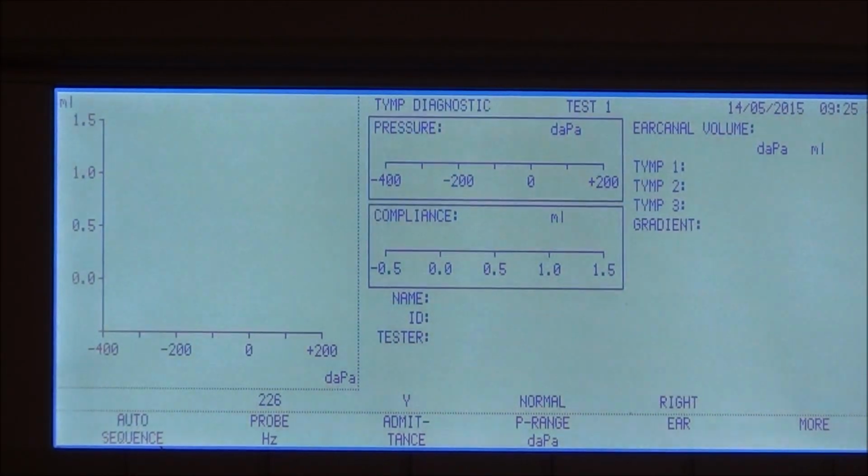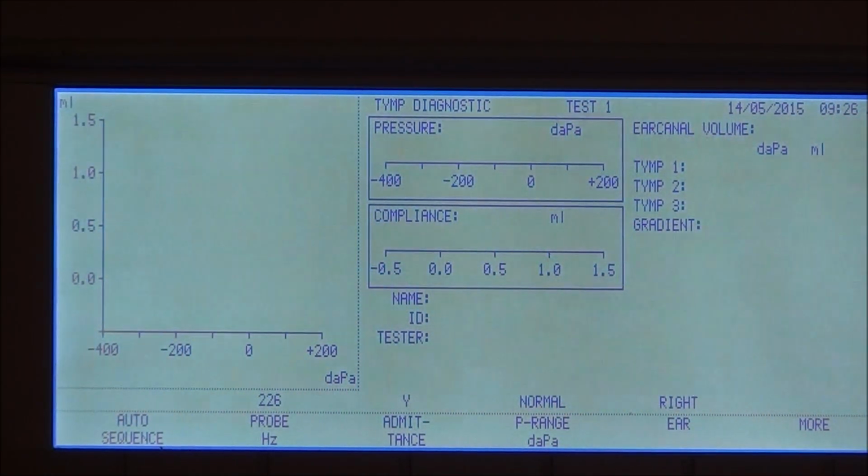And its options, this equipment. Okay, so a tympanogram is a graphical representation of dash versus dash. Admittance versus pressure. Yes, admittance against pressure, right?